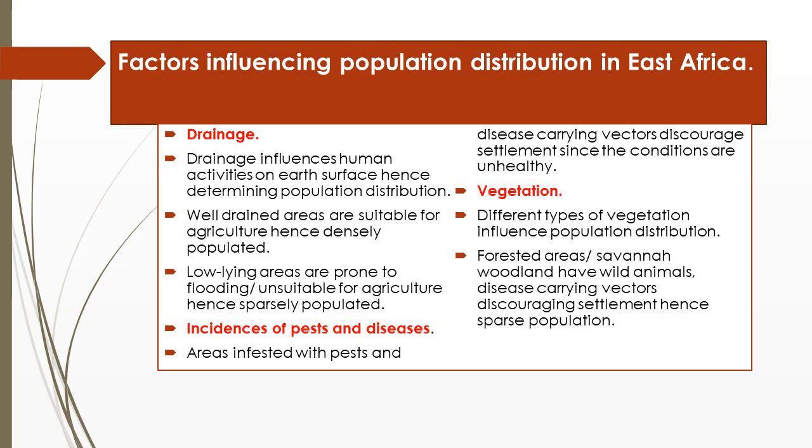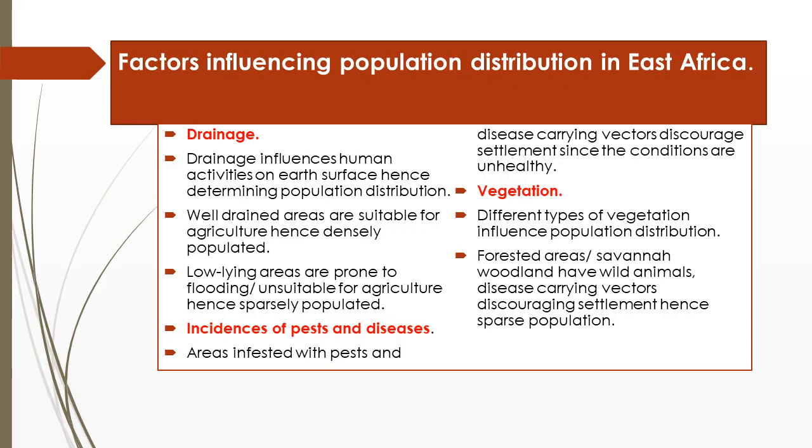Drainage is also another factor that influences population distribution in East Africa. It determines where population is going to settle. For example, low-lying areas are prone to flooding, and therefore they are unsuitable for agriculture. And therefore, those places are sparsely populated. Well-drained areas, the gently sloping areas, are suitable for agriculture, and therefore they are densely settled.